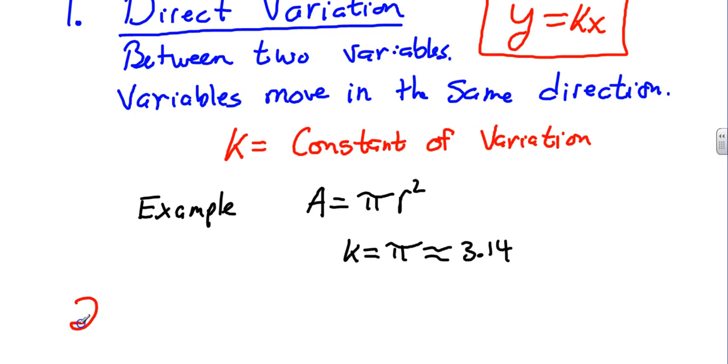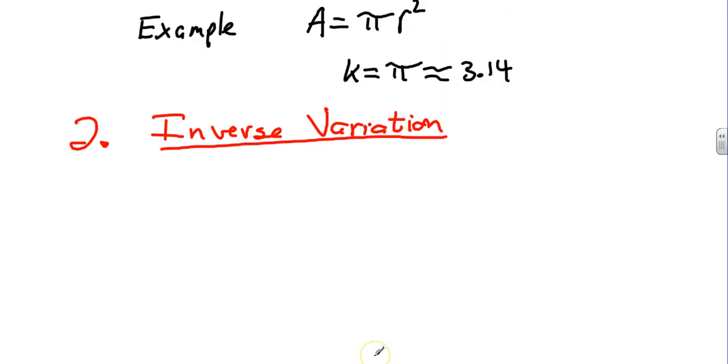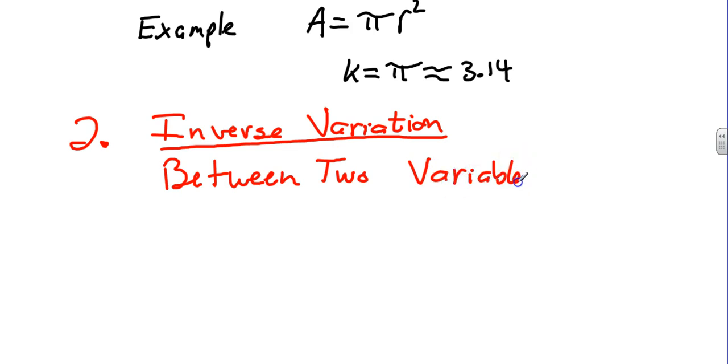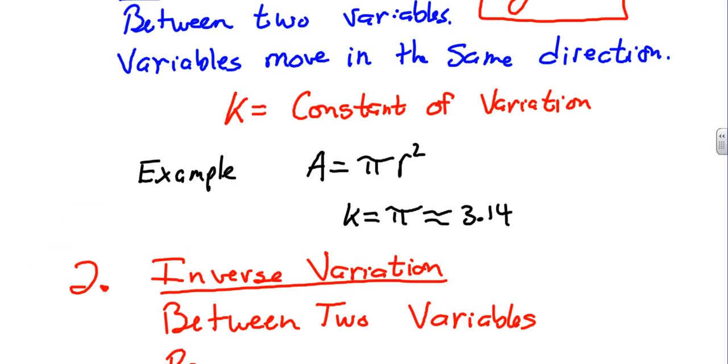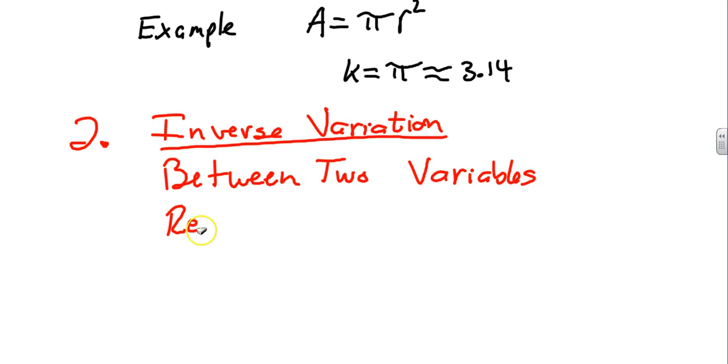Okay, the second type is inverse variation. And with inverse variation, it's also between two variables. And the best way to say, I guess, inverse variation is because they're inverse, they go in opposite directions. So before we're saying the variables move in the same direction, this time we'll say that the variables move in opposite directions.